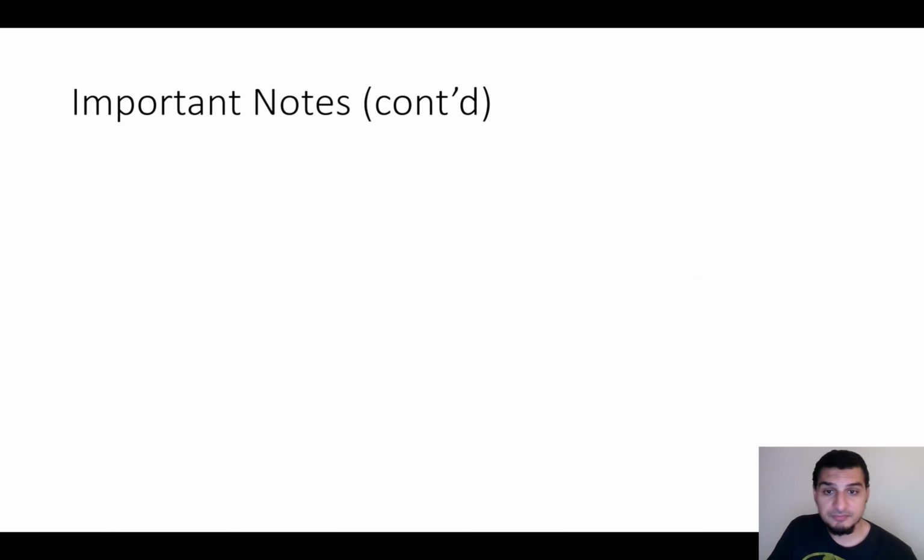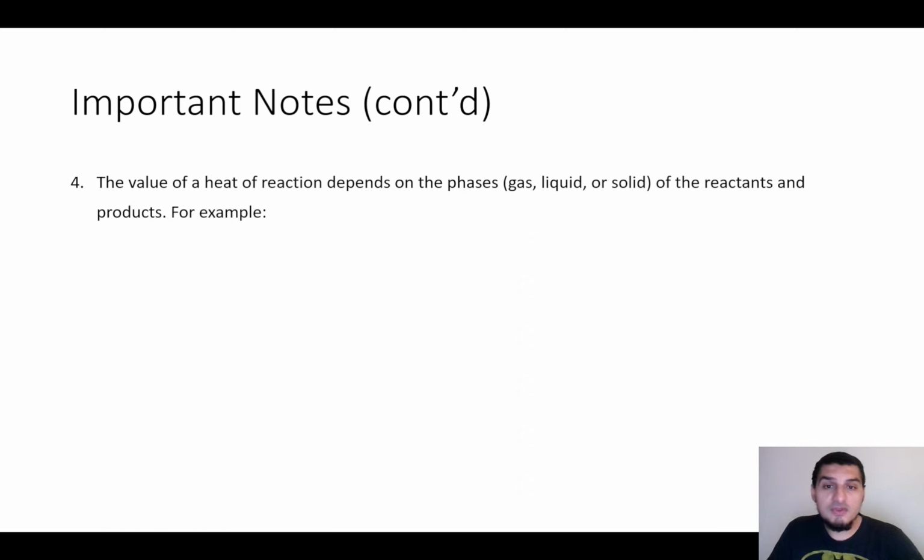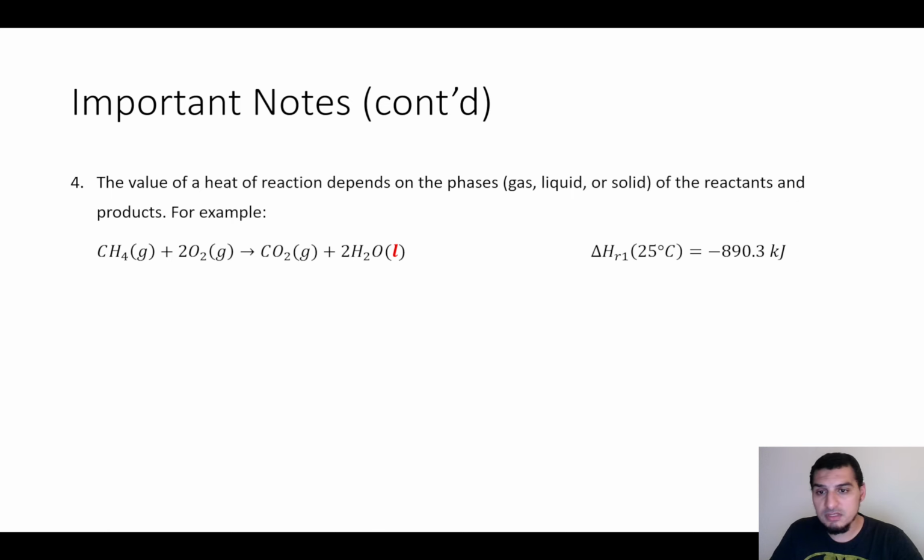The next point is that the value of heat of reaction also depends on the phases. For example, if we have the same reaction that we just mentioned in the previous point, the combustion of methane producing carbon dioxide and water, we can write it, and you notice that we write the phases. So we have here 1 mole of methane gas reacting with 2 moles of oxygen gas, producing 1 mole of carbon dioxide gas and 2 moles of liquid water. So if this is liquid, then this is the heat of reaction.